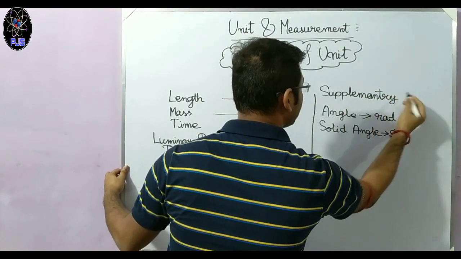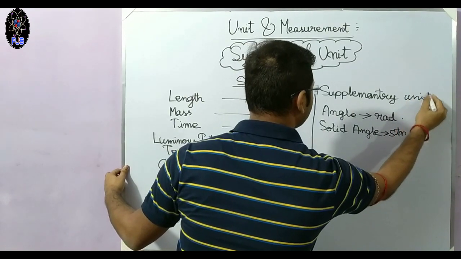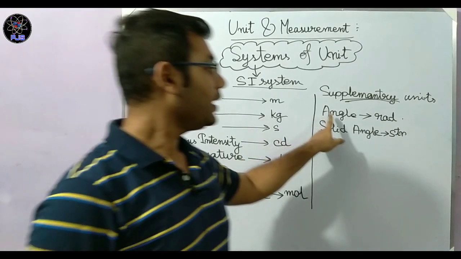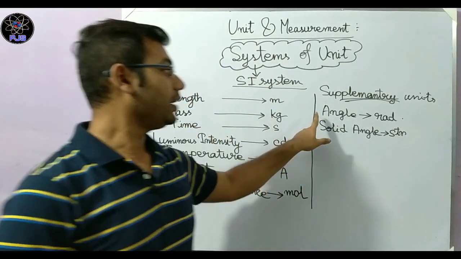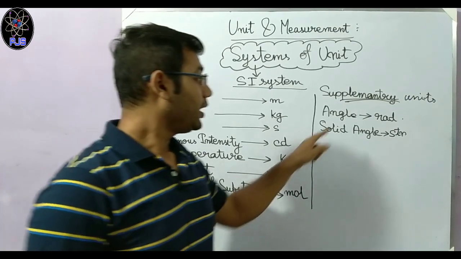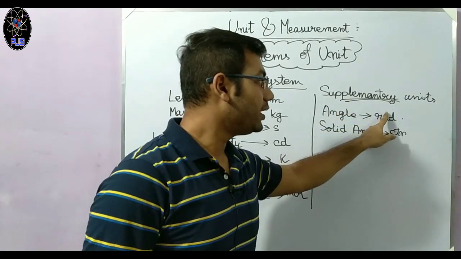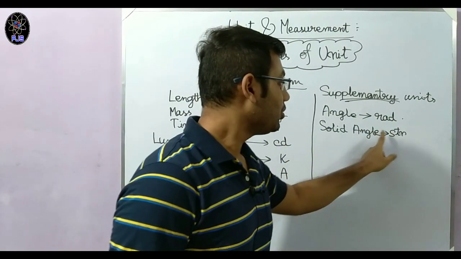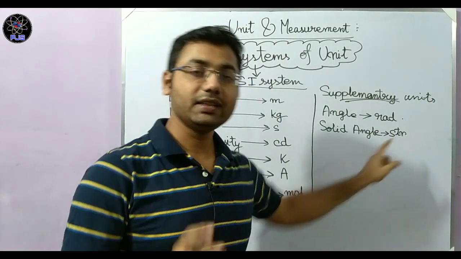Supplementary fundamental units, and these are angle and solid angle. Angle is two-dimensional and solid angle is three-dimensional. Angle is denoted by radian, RAD, and solid angle is denoted by steradian, STR.